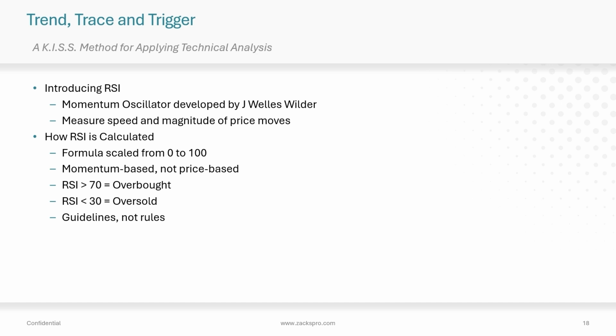So, introducing the RSI. This is a momentum oscillator developed by J. Welles Wilder. It measures the speed and magnitude of price moves. Again, I keep going back to this car metaphor. How far down to the ground is that accelerator, and which way are we facing? So how's the RSI calculated? It's a formula scaled from 0 to 100. It is momentum based, not price based. RSIs over 70 are an overbought condition. RSIs below 30 are an oversold condition. These are guidelines, not hard rules.